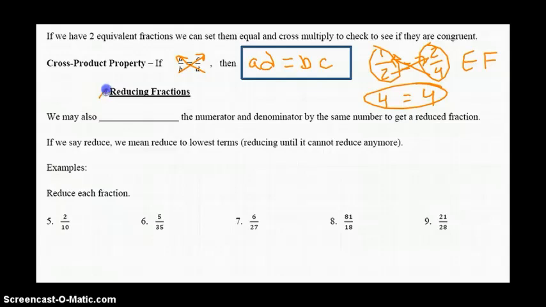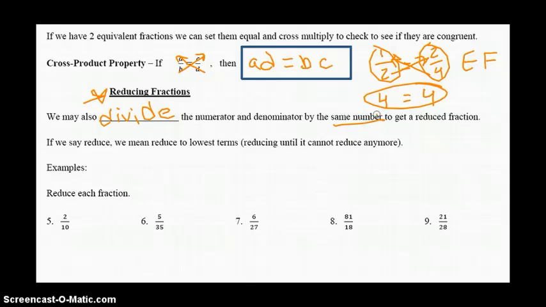Let's talk about reducing fractions. This is just the opposite of what we were just doing. So we just found equivalent fractions by multiplying. We're also going to divide. So in this case, we are going to divide the numerator and the denominator by the same number. Again, everything is by the same number to get a reduced fraction.